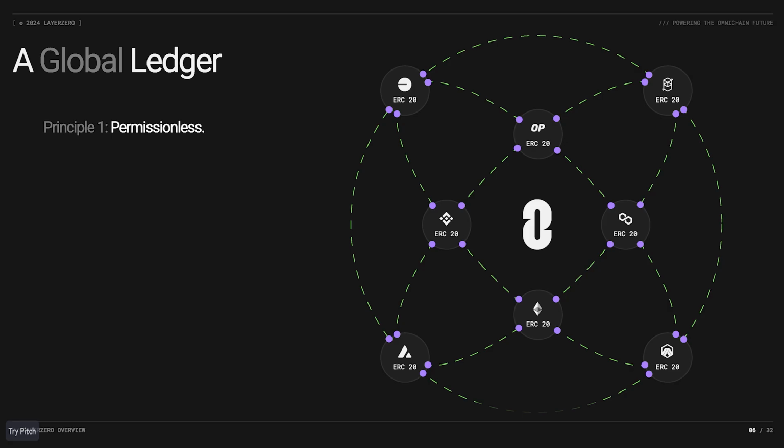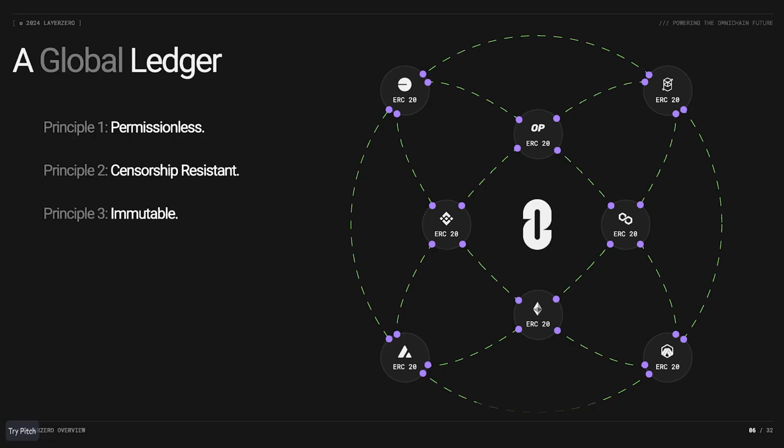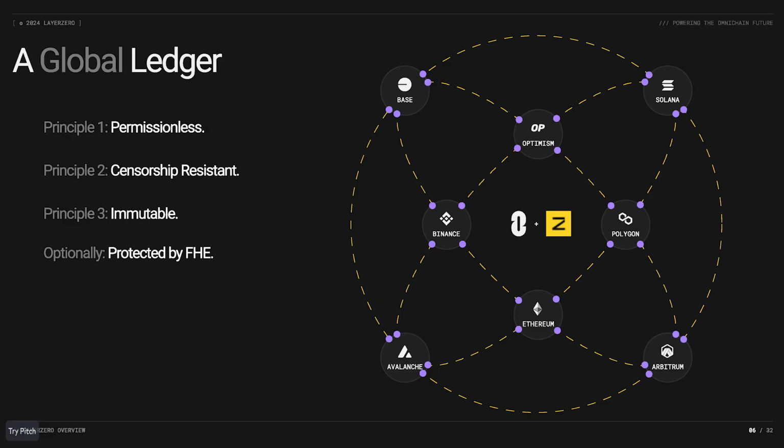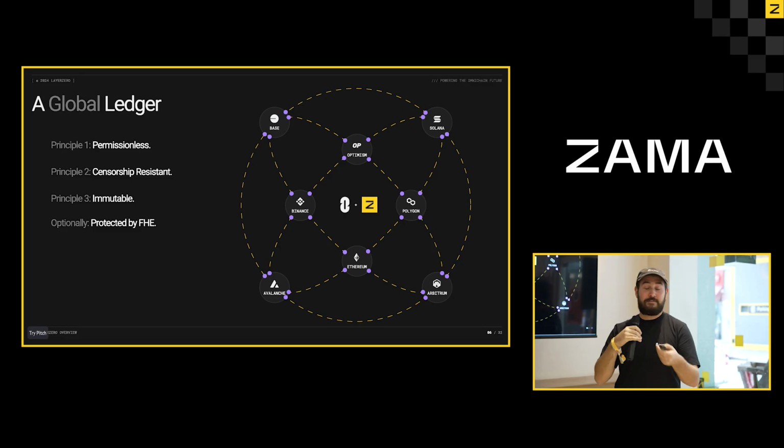What LayerZero stands to provide is a global ledger where you, as the application developer, a DeFi developer, an asset issuer, are able to safely deploy to all of these networks using a permissionless, censorship-resistant, and immutable protocol. LayerZero at its core is all about making the capacity of moving data and value between chains as seamless as possible. And hopefully, as we'll talk about in a couple moments here, with Zama, we're able to make it protected by fully homomorphic encryption and make that value transfer not just encrypted, but private. We'll get into some of the reasons of why that's valuable next.